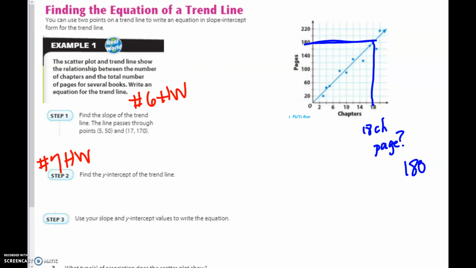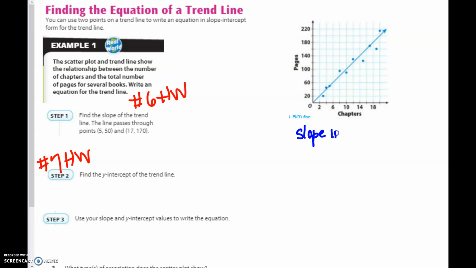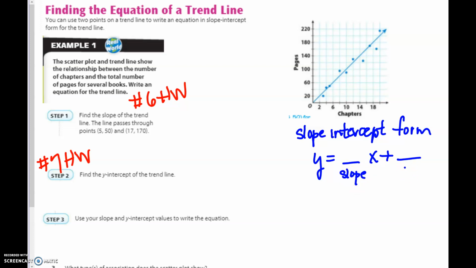That's not what they're asking this time around. These are going to be questions that are on number 6 and number 7 on your homework. So they want us to actually write an equation of this line. So we have practiced writing equations before, and we have a tendency to write them in slope-intercept form. In your homework, this would be y equals blank x plus blank. And what goes in this first one is your slope, and then your y-intercept.